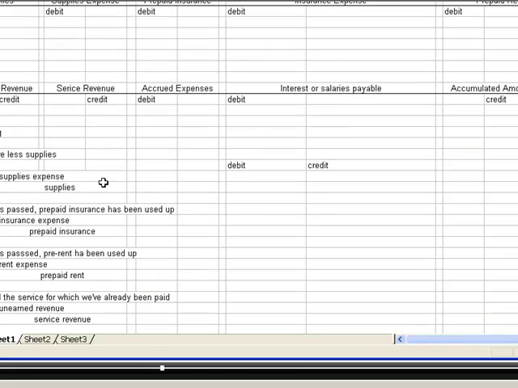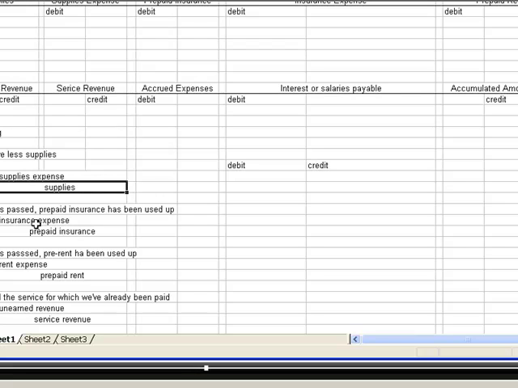And what we're going to do here is journalize some of them. So let's say that we have less supplies than we used to have before. That has to be now a supplies expense. Okay, so we're going to debit supplies expense, and we're going to credit supplies. We have less supplies than we had. Okay, so that's going to be credited, and supplies expense will be debited.